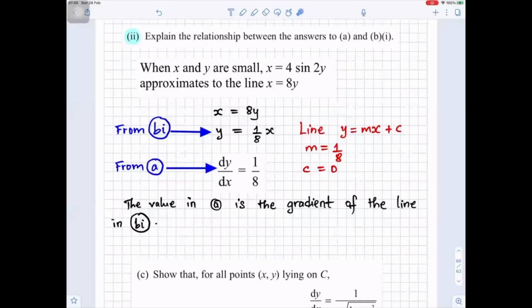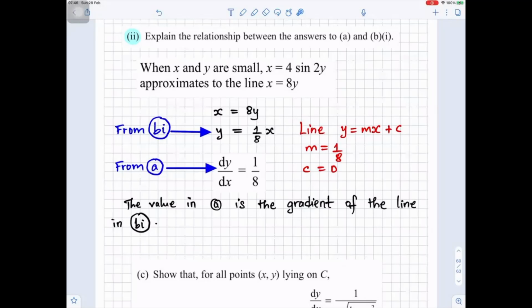And part 2, explain the relationship between the answers. So that when x and y are small, x equals to 4 sine 2y approximates to the line x equals to 8y. You can rearrange x equals to 8y to get the equation of a line, because a line is y equals to mx plus c. So from part B, y equals to 1 over 8x. You take 8 to the other side, you divide. So y equals to 1 over 8x. So m is 1 over 8, and the intercept is 0 on the y-axis.